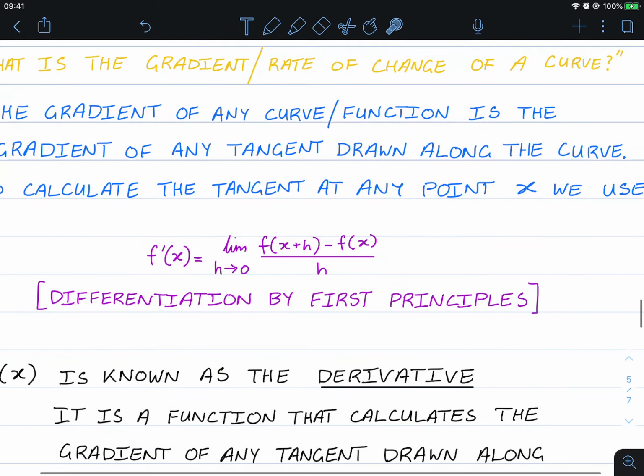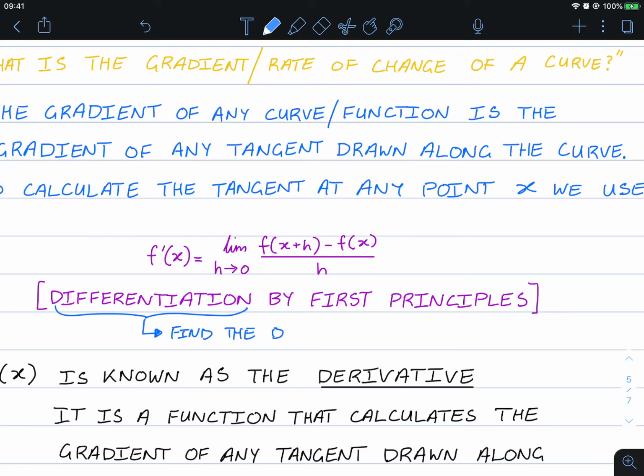And this is what's known as differentiation by first principles. If you're wondering, differentiation, this word here, simply means find the derivative.